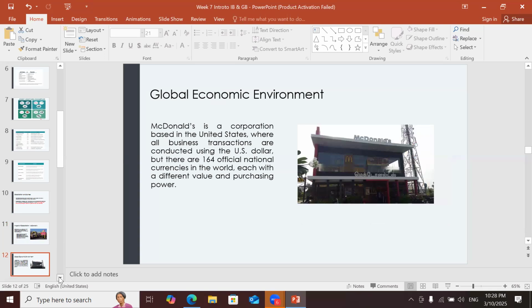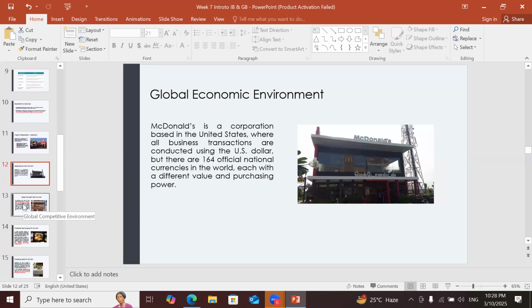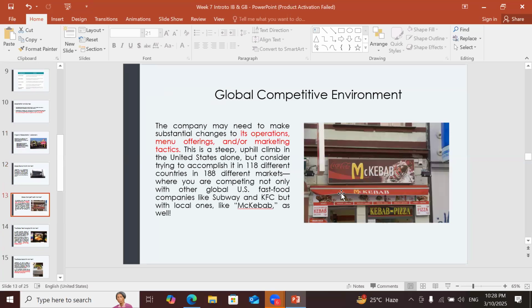Global competitive environment. Competition arises when two or more companies or products simultaneously try to operate in a nation or geographical area. Ultimately, they make competition: profit-based competition, loss-based competition, focus-based competition, like this.